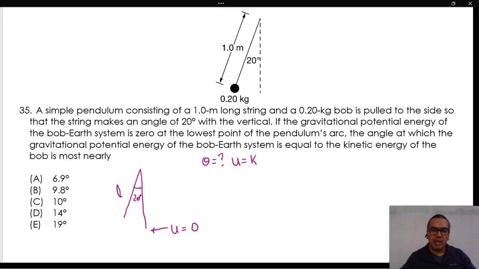In order to analyze this situation completely, we must remember that there are at least two variables to be considered with respect to the position of the bob. One of them is the height of the bob. The other is the angle of the string with the vertical.